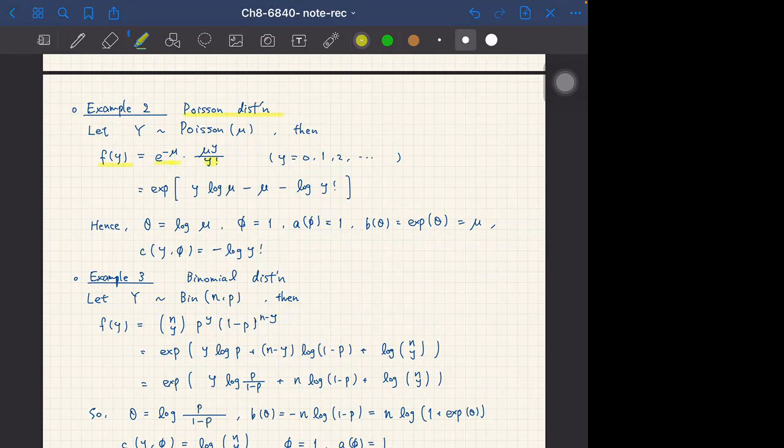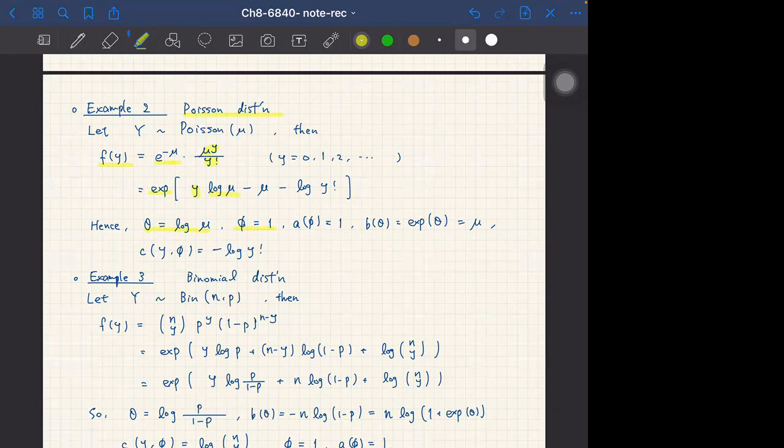And if we put everything in the exponential part, then mu to the y's power becomes the exponential of log mu to the y's power. So that is the exponential of y times log mu. So here, the y times log mu. So log mu is the theta in the definition of the exponential family. And phi is 1 because we don't have any denominator here for the y theta.